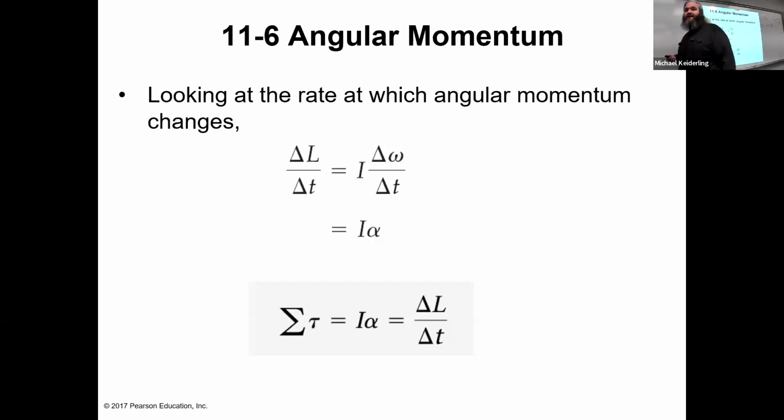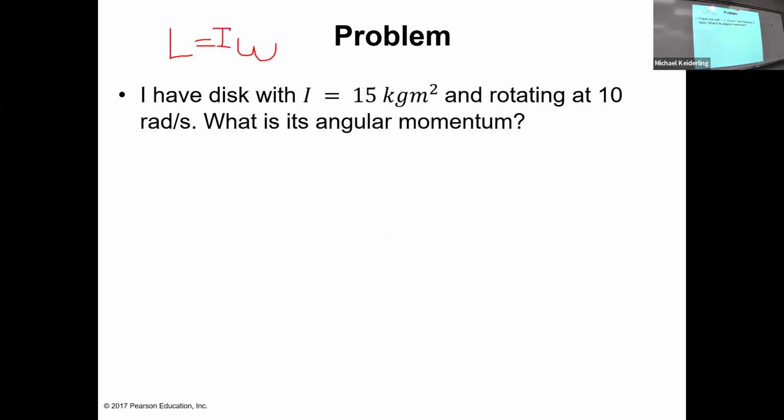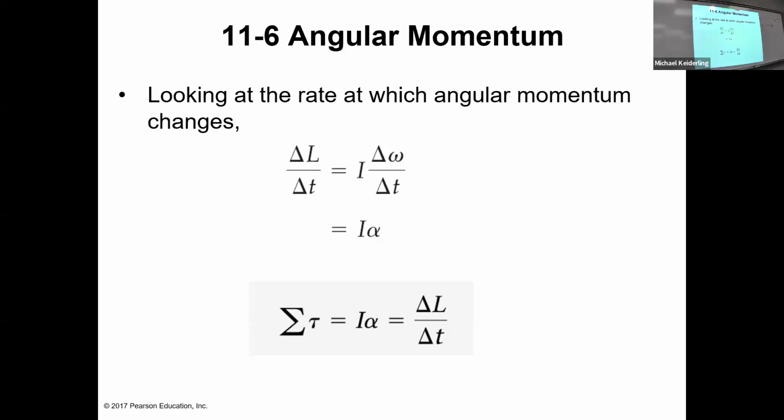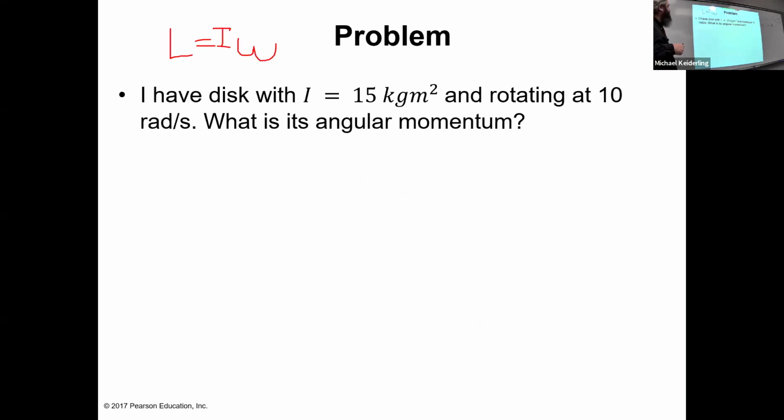Now, the thing that's most interesting about angular momentum is that because angular momentum is moment of inertia times omega, moment of inertia can change without the mass of the object changing, because it just depends on the distribution of mass. So it's possible for an object to change its moment of inertia, and thus its angular velocity will change because its angular momentum must remain the same. So there will be no torque, but the angular velocity will change.